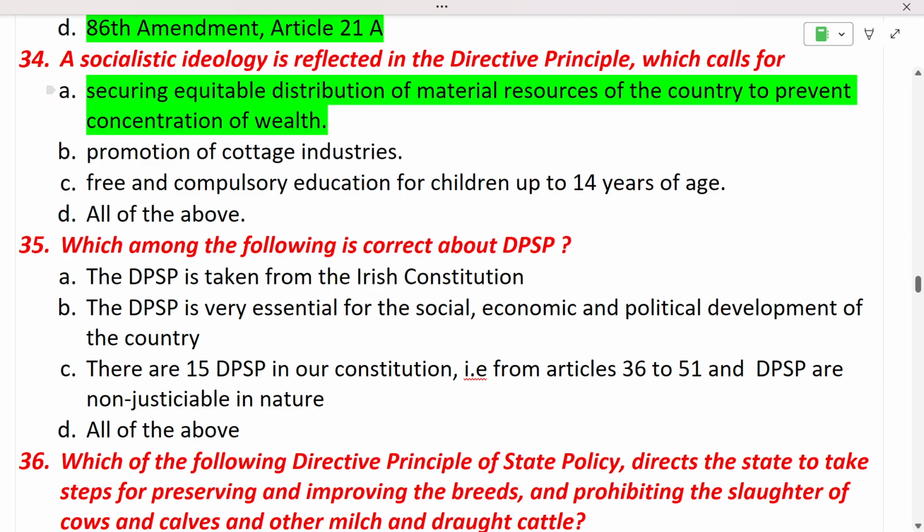Next, question number 35. Which among the following is correct about DPSP? Option A. The DPSP is taken from the Irish constitution. Option B. The DPSP is very essential for the social, economic and political development of the country. Option C. There are 15 DPSP in our constitution, that is from articles 36 to 51, and DPSP are non-justiciable in nature. Option D. All of the above. So the answer is D.